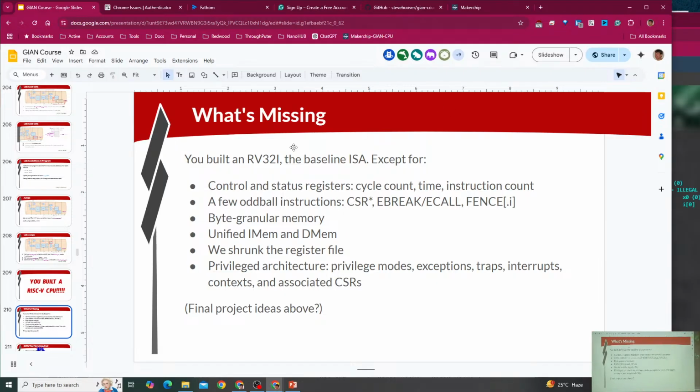So the things that we didn't actually build: the RISC-V instruction set architecture defines some control and status registers. This is very typical of every instruction set architecture. They are exactly what they say they are. They either report status about the CPU or they control the CPU in some way. So for the base RISC-V instruction set, these are things like cycle count, time, absolute wall clock time, and instruction count. These are status registers.